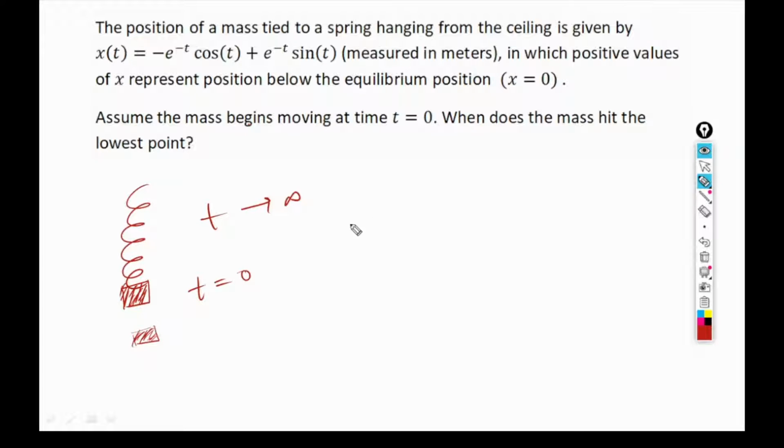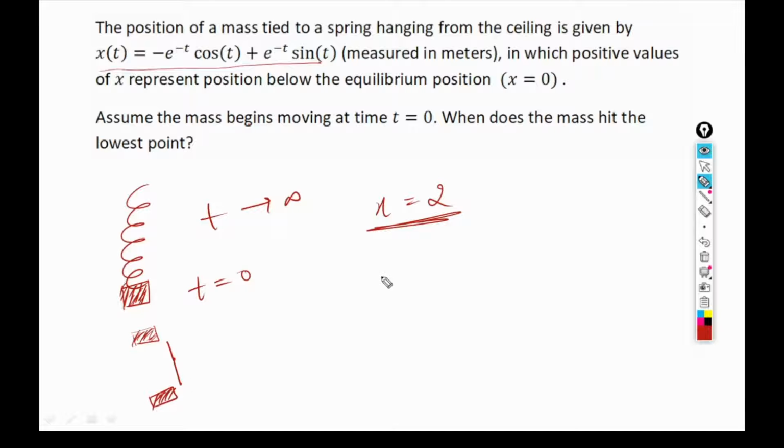To understand this, let's read the question. The position of a mass tied to a spring is given by this function, in which positive values of x represent the position below the equilibrium position. That means if x is equals to 2, which is positive, that means we are 2 units down the equilibrium position. So we are here.